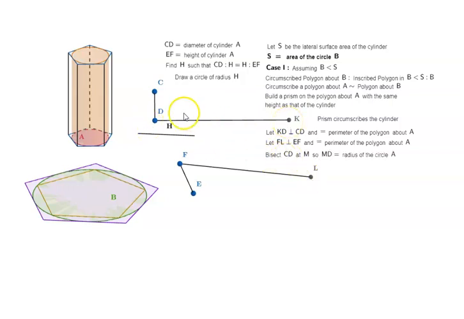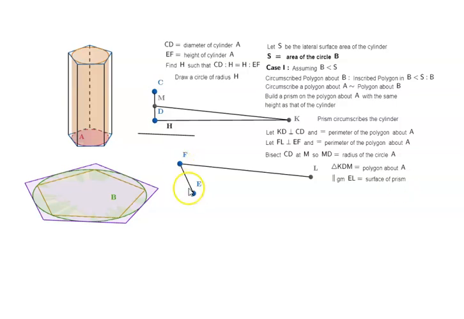Now bisect CD at M. So MD becomes equal to the radius of the circle, because remember CD is the diameter of the base of the cylinder A. So triangle KDM is equal to the polygon about A, because KD is equal to the perimeter of the polygon about A and DM is the radius. So the area of the triangle KDM is equal to the area of the polygon about A. Parallelogram EL is equal to the surface of the prism.